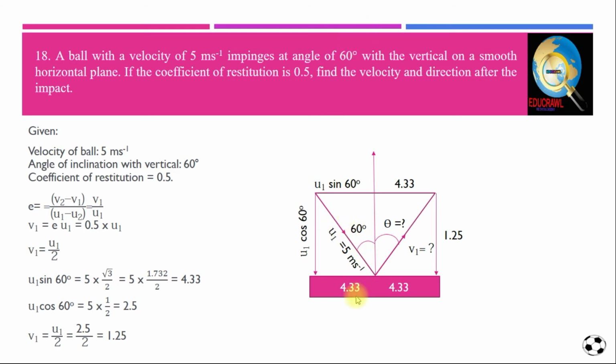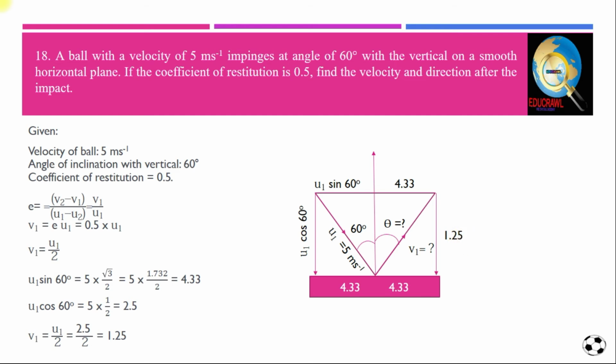So here the vertical value we got is 2.5. Using the coefficient of restitution, we got the value as V1 is equal to U1 by 2. So here U1 is 2.5. So 2.5 divided by 2 will be 1.25. So if you see the diagram, the vertical component value in the first case before collision is 2.5. So after collision the value is changing as V1 is equal to U1 by 2. Hence it is 1.25.